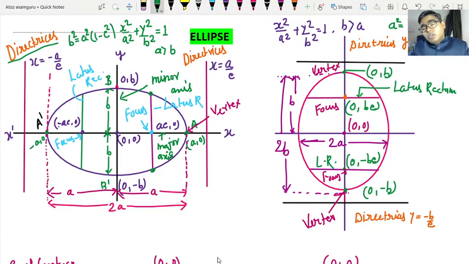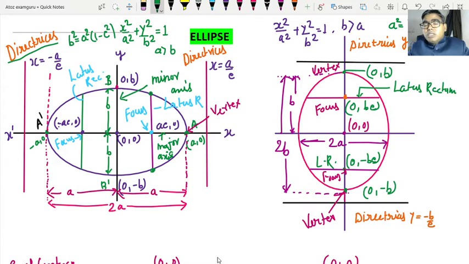Now let us do another one. The equation of this type of ellipse is x square upon a square plus y square upon b square equal to 1. In this case, b is greater than a, and the formula for eccentricity is a square equal to b square into 1 minus e square. Now let's see, because this axis is greater and this axis is smaller, this one is the major axis in this case and this is the minor axis in this case.